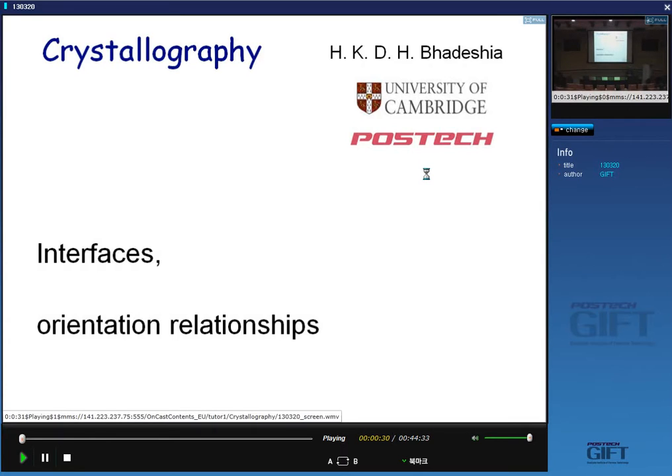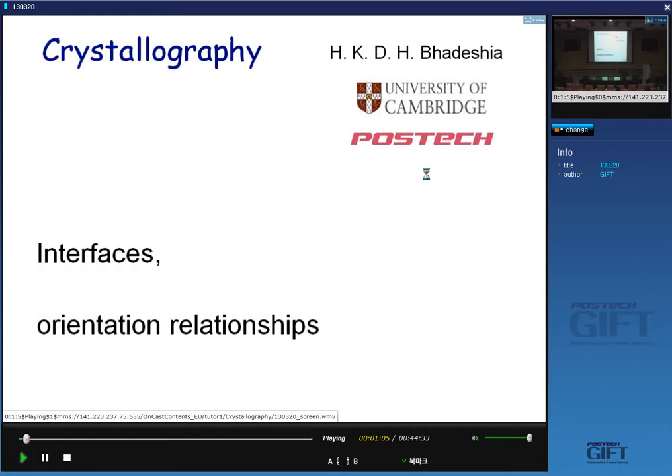Any ideas? Sorry? It's not really a crystal, but it's between crystals. There are circumstances in which you can get extra spots from boundaries. For example, if the boundary is inclined and you have a beam going through the first crystal, then for the second crystal, both the transmitted and diffracted beams will form diffraction patterns. So that's called double diffraction.